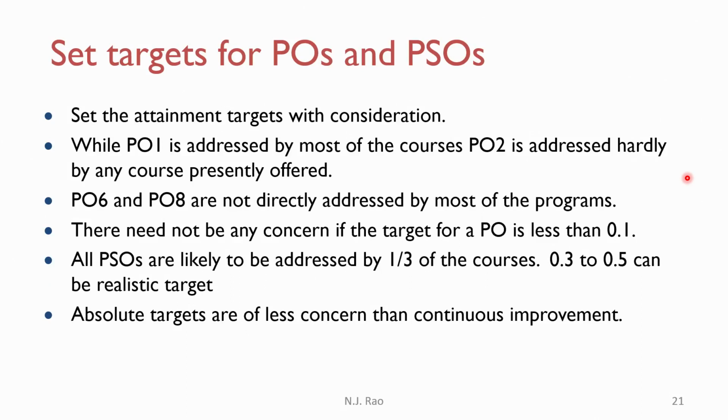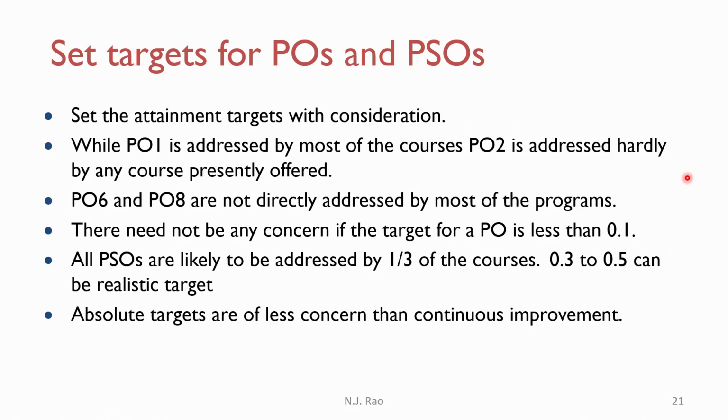Now, when you set the attainment targets, they should be done with consideration. One should not feel bad if, let us say, I set my target for a particular PO, for example PO 6, I may say I can only attain with my current program something like 0.05. It looks like a small number, but it does not matter; make it realistic. Otherwise, trying to make it, let us say, 0.6, 0.7 will be very unrealistic.